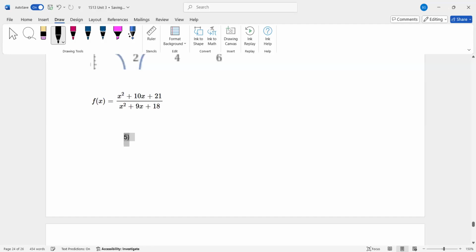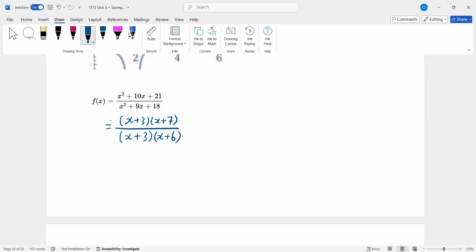Numerator, degree 2. Denominator has degree 2. We want to factor. The first thing to do is always factor. The numerator can be factored as x plus 3 times x plus 7. 3 and 7 multiply to 21, add up to 10. Denominator can be factored as x plus 3 times x plus 6. 3 times 6 is 18, 3 plus 6 is 9. Let me double check. 3, 7, 21, 10. 3, 6, 18, 9.